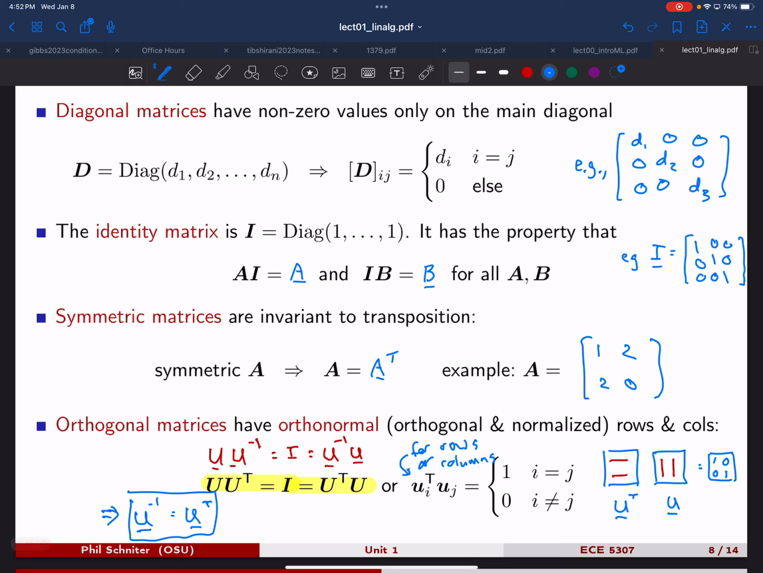Generally speaking, the inverse is something that is difficult to compute. It takes some effort. But in this case, all you have to do is transpose the matrix. It's super easy. But that only happens with orthogonal matrices.